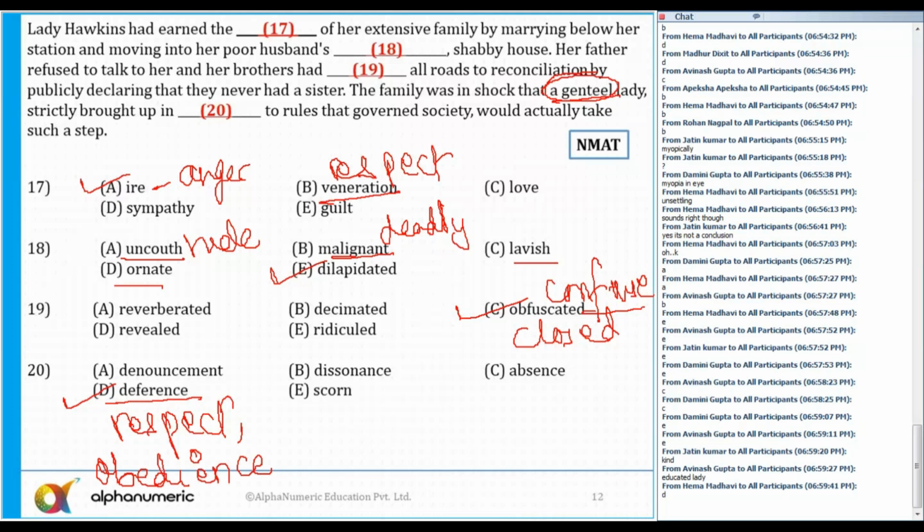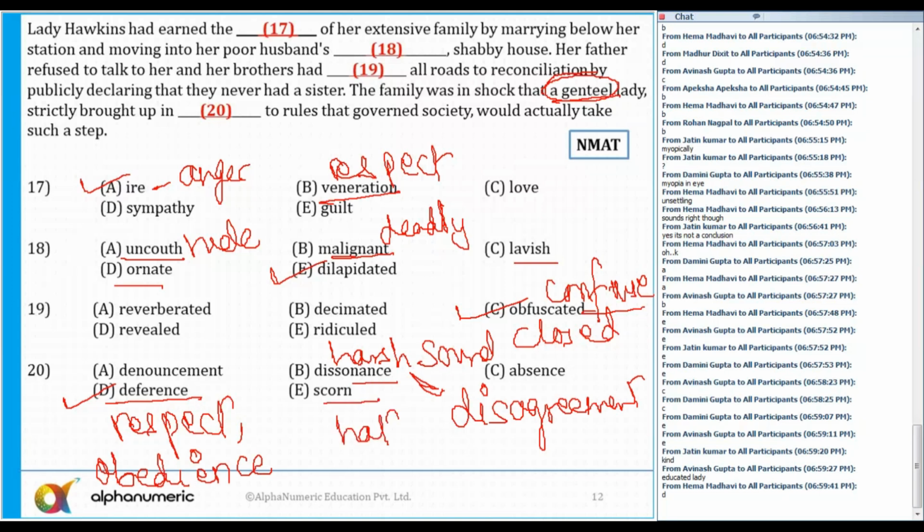Dissonance, dissonance is what? Harsh sound, or disagreement. Okay, disagreement, when people are not speaking in the same voice. There's dissonance. If you have a scorn for something, you have a hatred for something. Denouncement is criticism. Okay, criticism. If you denounce something, you criticize something.